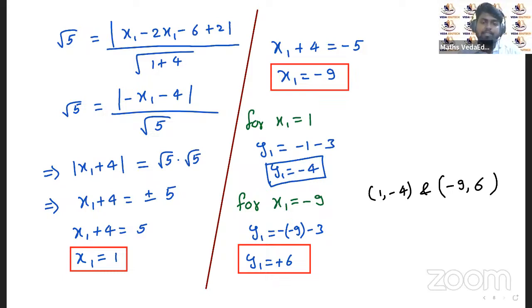Okay. There is one more question. 3 lines are given. Or we can take a simpler question. It will be a little bit difficult one for now. So we can take a different one.